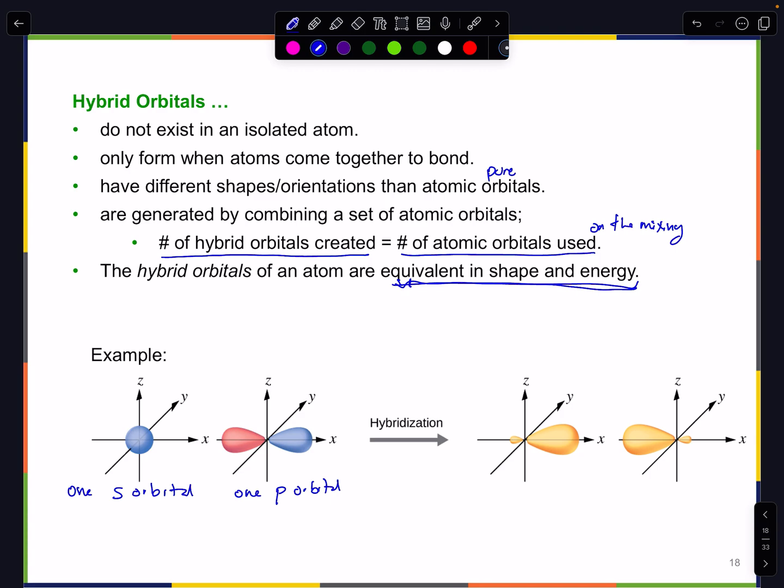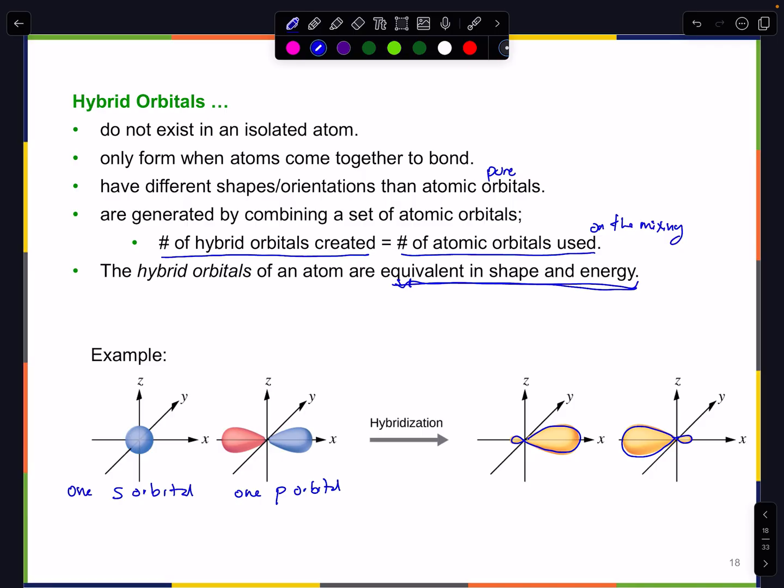Let's say that we do the mix of that. The corresponding set of hybrid orbitals that we are going to get are something like this. They are going to have the same shape, right? One is going to have a sort of high electron density to the left. The other one is going to have a sort of high electron density to the right. But they are completely equivalent in terms of energy and also the shape.